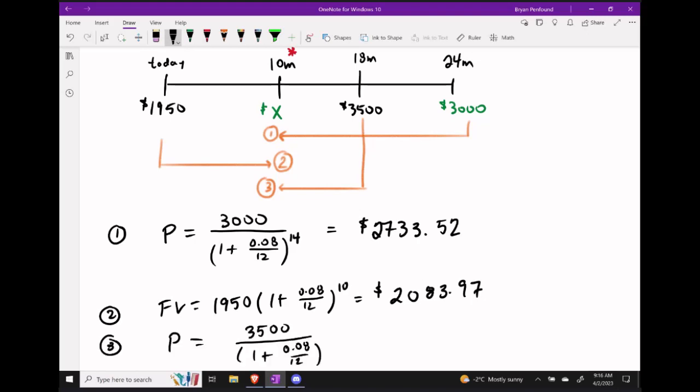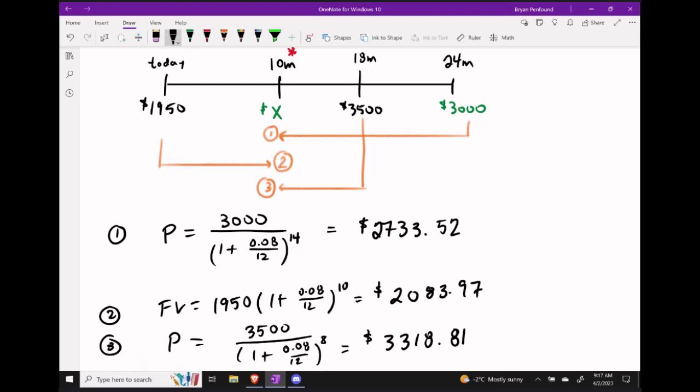And lastly, we need to find the present value of our payment of $3,500 at the 18-month mark. We're going to take our $3,500, divide by 1 plus i, and there are 8 months between our focal point and the payment. So we should take n here to be equal to 8. Simplifying this expression, we get $3,318.81.